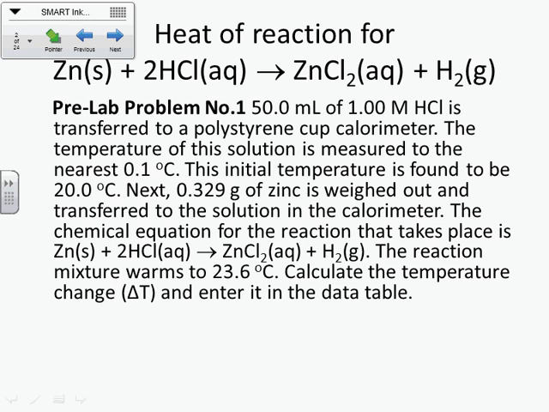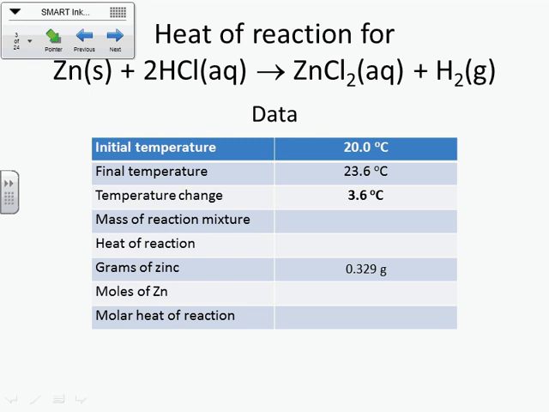What kind of reaction is this? Exo or endothermic? Temperature goes up. Exothermic, right? It's releasing heat to the thermometer, okay? So calculate the temperature change and enter it in the data table. That hopefully is pretty easy for you.